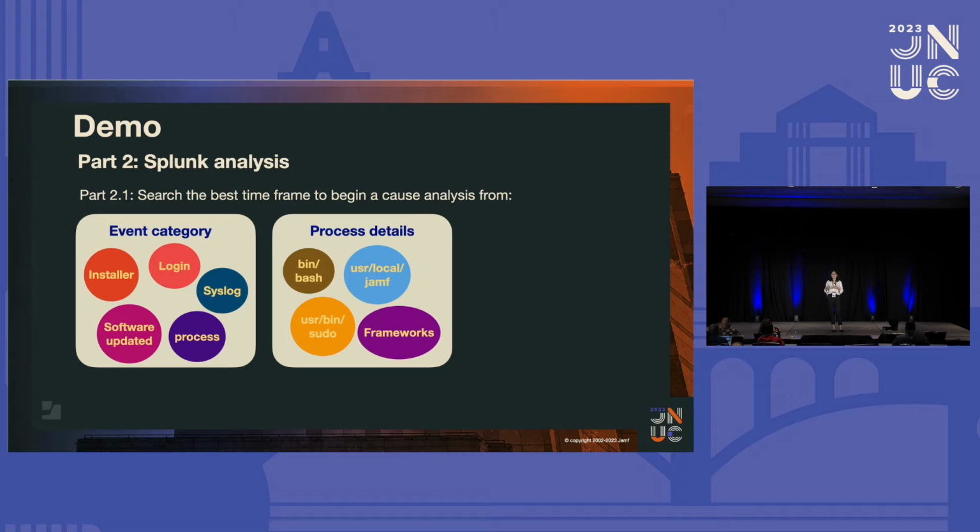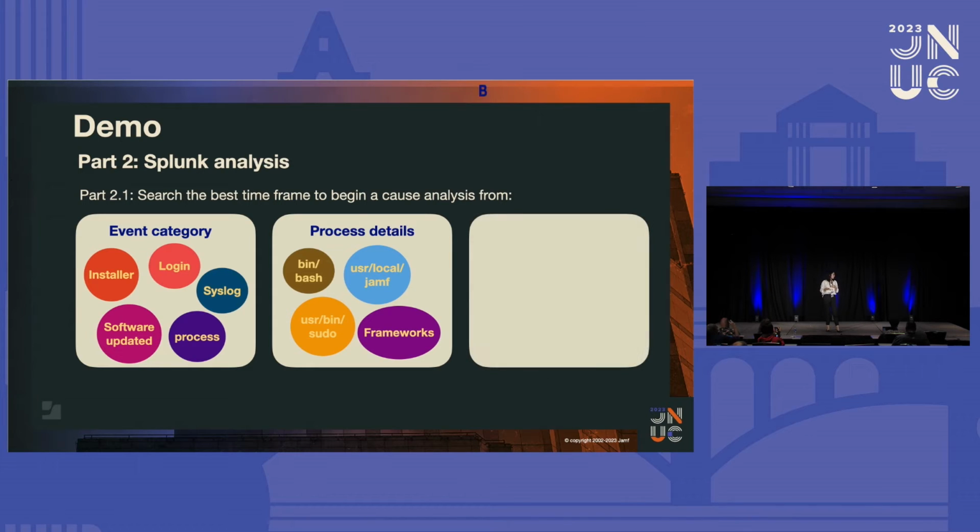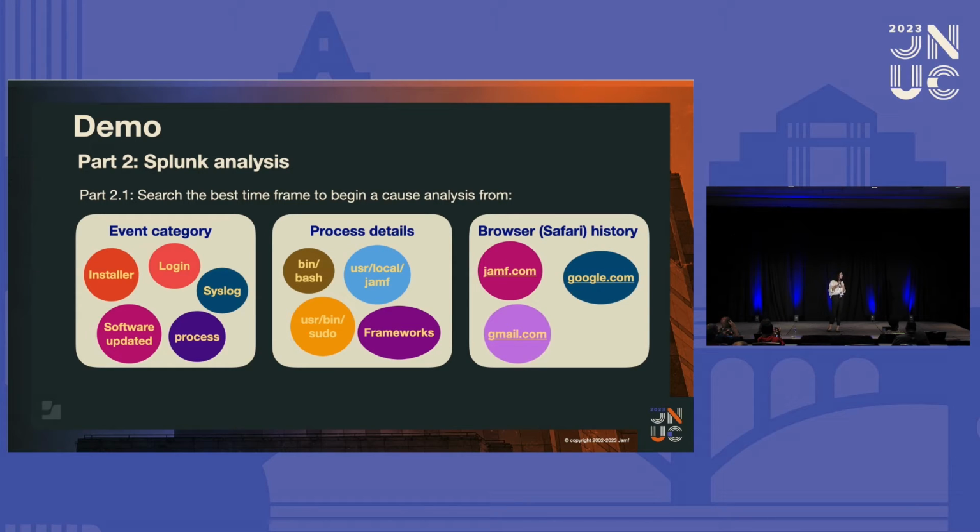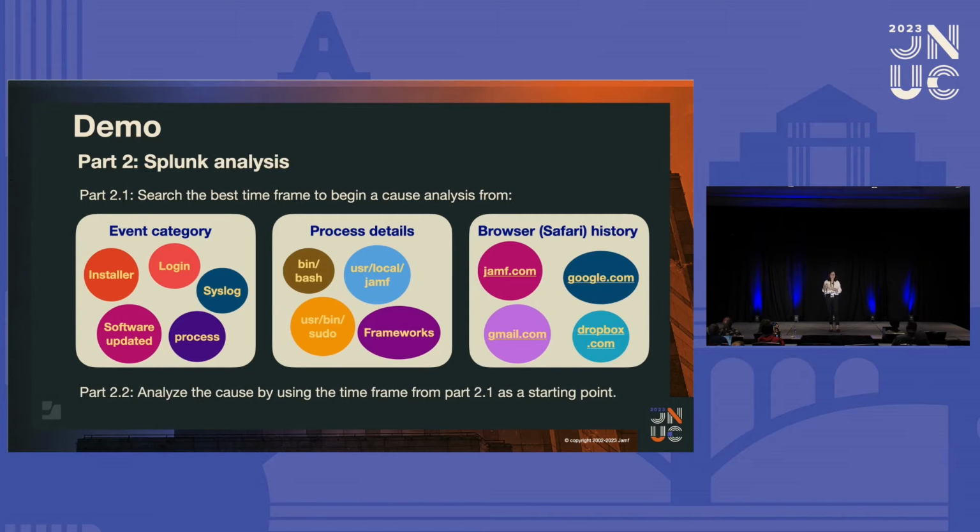In this demo, I use Safari as my browser. The browser history component shows the domain names used in the device's search history. So browser history examples are jamf.com, google.com, gmail.com, and dropbox.com. In the following video, I will explain how this component relates to the analysis, and from there, we will see how the admin is able to use this data as a starting point in determining the cause of the incident.